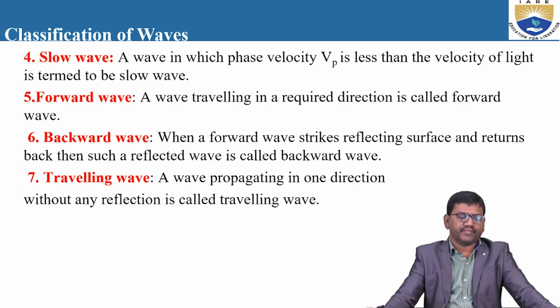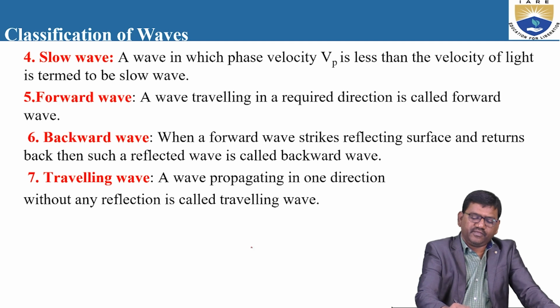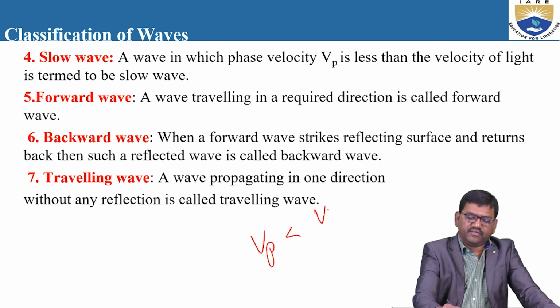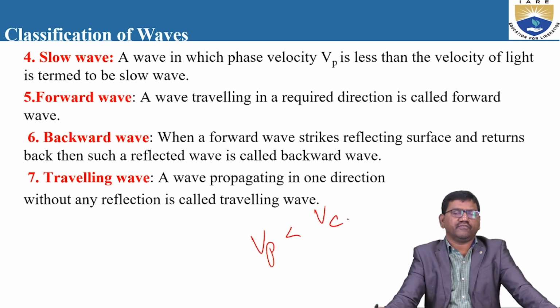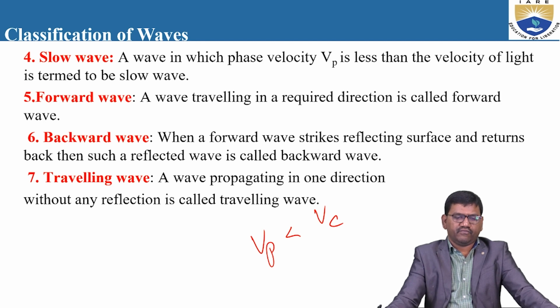plane wave. Slow wave. A wave in which Vp is less than Vc. Vp means phase velocity and Vc is the velocity of light. Then we call the wave a slow wave. So a wave in which the phase velocity Vp is less than the velocity of light is termed a slow wave.